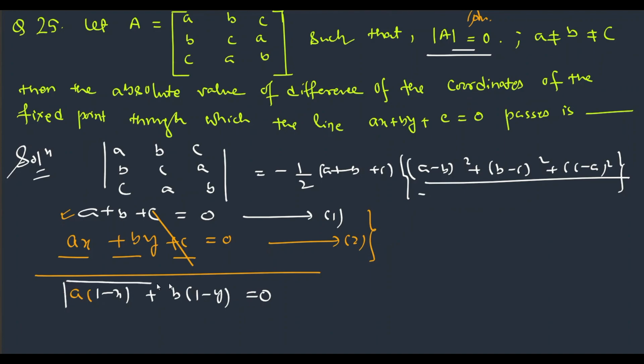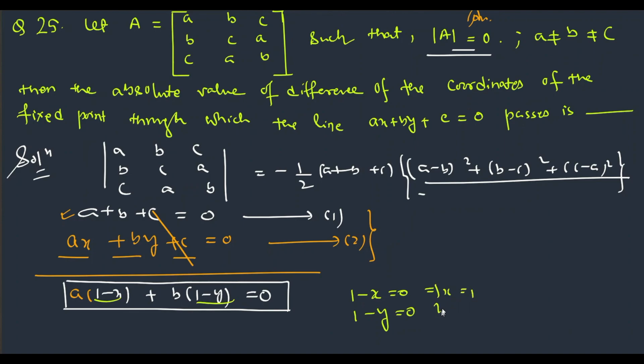So it is true for every value of a and b. This relation is true because a and b are constants. Whatever values of a and b you select, the sum should be 0. It is only possible when this part and this part are 0. So if 1 minus x is 0 and 1 minus y is 0, whatever the value of a and b you select, this result always holds. So x equal to 1 and y equal to 1 is the fixed point through which the line passes.